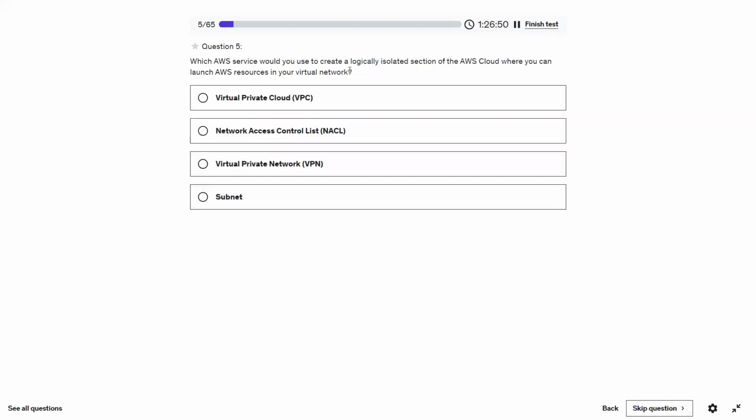Which AWS service should you use to create a logically isolated section? If you want to create a logically isolated section within the AWS cloud, just create a VPC.